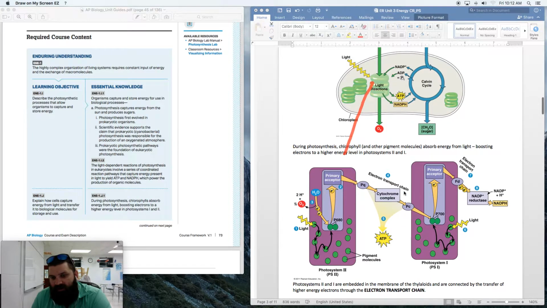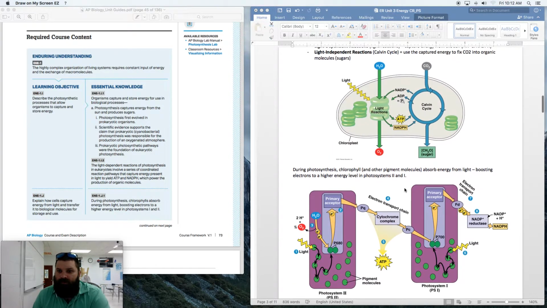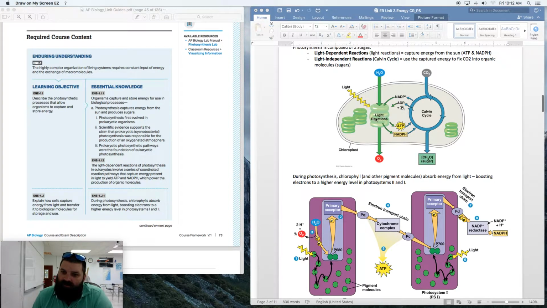If we scroll back up to the diagram here, what do we see come out of this? ATP, NADPH, and oxygen. And what did we see come in? Light and water and NADP and ADP.